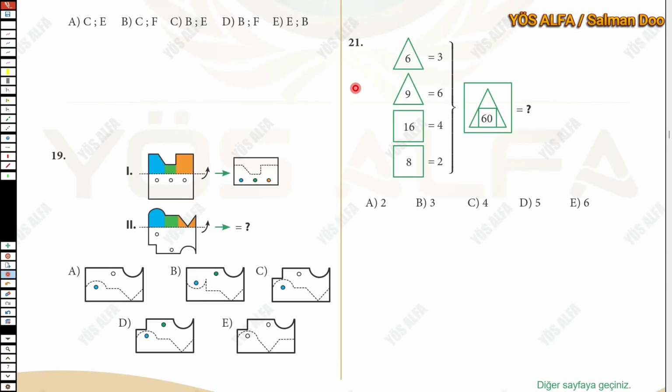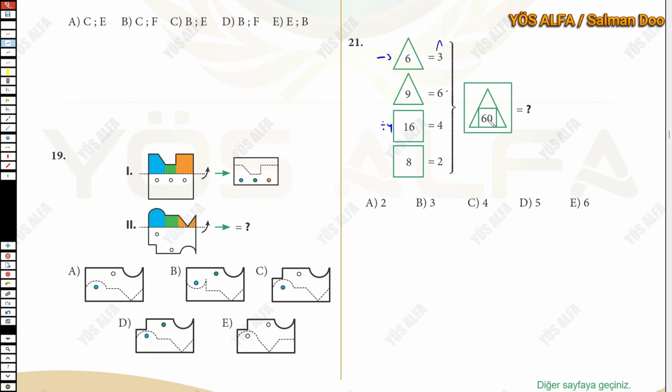21. Number figure relation. For triangle, we are subtracting 3. 6 minus 3 is 3. 9 minus 3 is 6. For the square, we are dividing by 4. 16 over 4 is 4. 8 over 4 is 2.